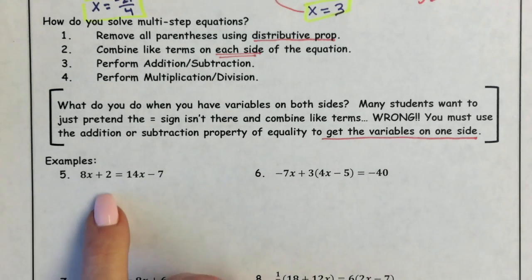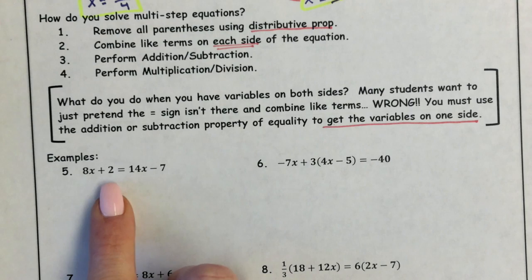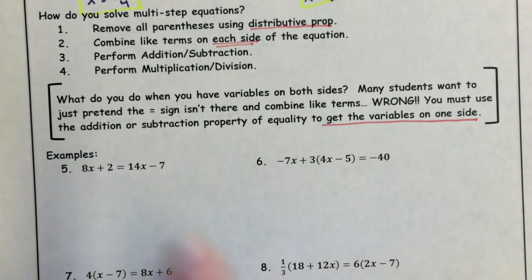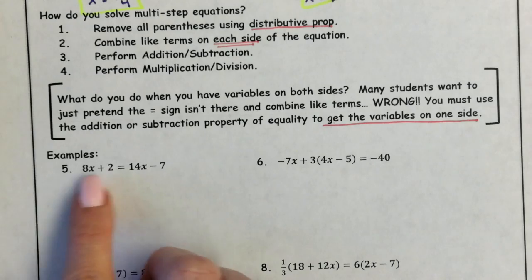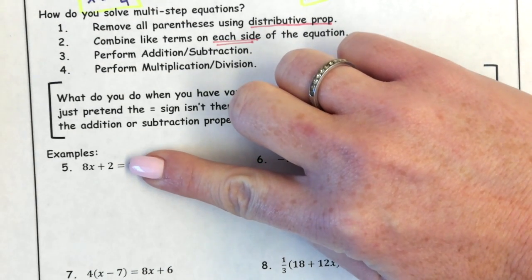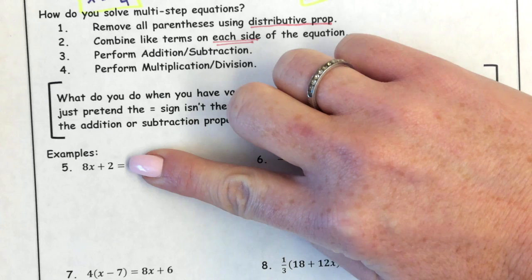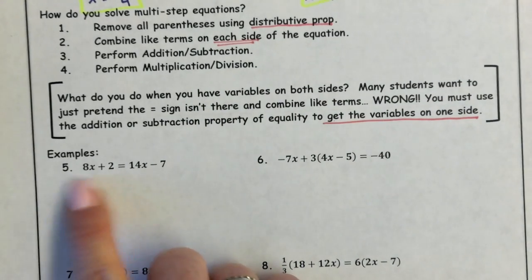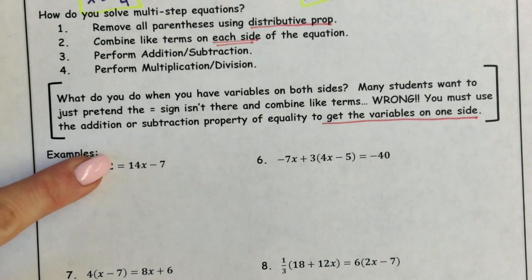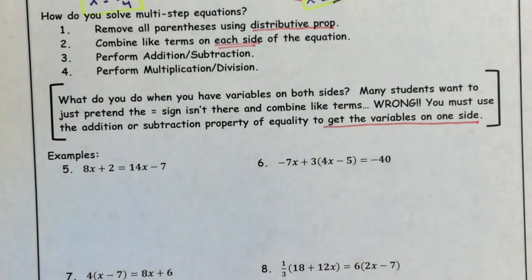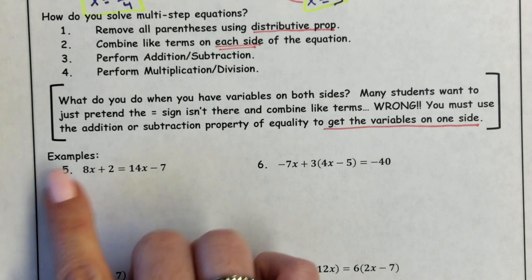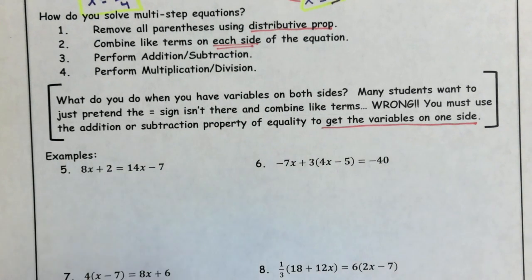Okay, so let's look at this first example. Is there anything to distribute? Are there parentheses? No, so we don't have to worry about that. Next step, we're going to combine like terms on each side. So I'm going to look at this first side. Are there any terms that I need to combine? No. 8x and 2, those are not like terms. That has an x, that one doesn't. How about the other side? Nope, nothing to combine. So then I'm ready to move letters to one side, numbers to the other. Variables to one side, numbers to the other.